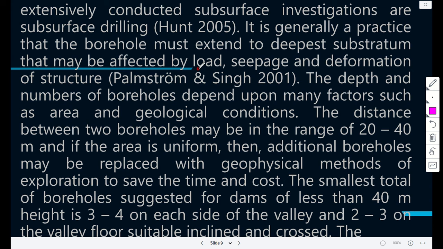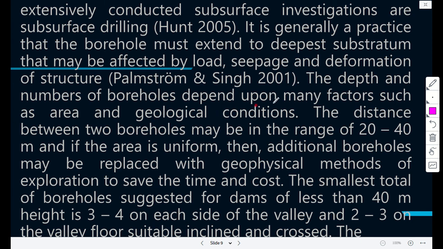So in fact, for dams, the depth of the pit has to be at least, I believe, half of the height. I think we shall see that detail in these notes. So seepage and deformation, the deepest substratum that may be affected by load, seepage and deformation of the structure.